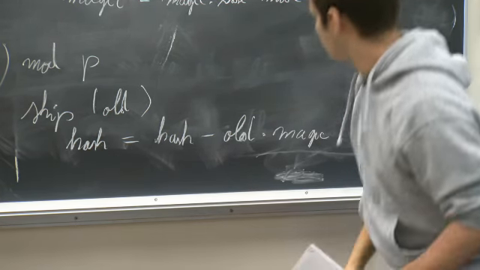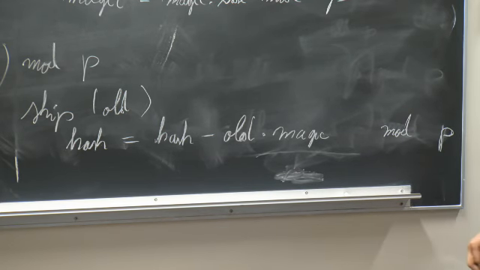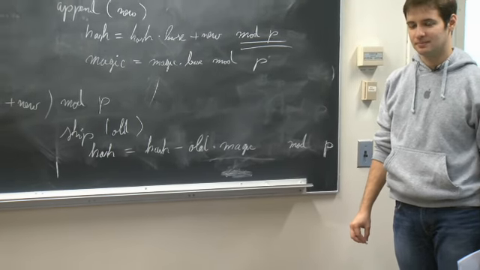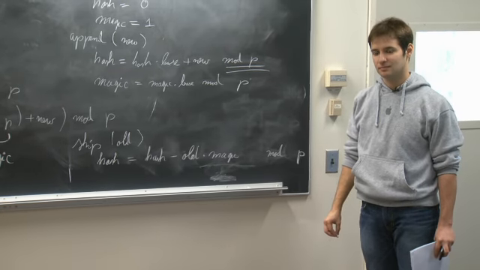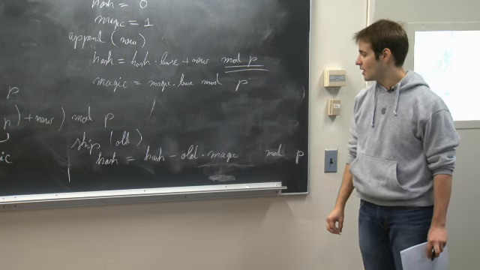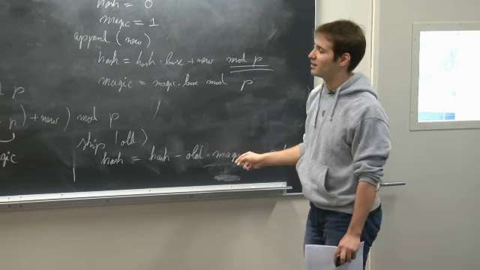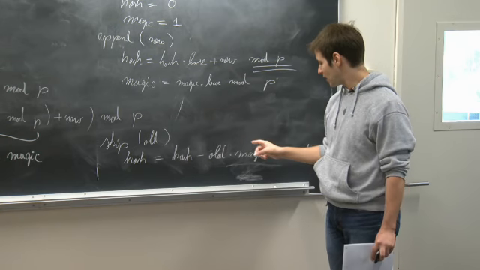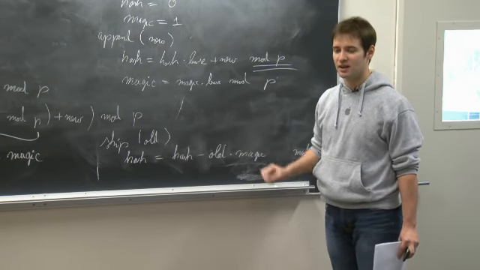OK, can I write this in Python? What happens if I write this? Magic needs to be an instance variable, or we won't be able to find it. OK, so sorry, not in Python. So assume all these are instance variables done the right way. But what happens if old times magic is bigger than hash?